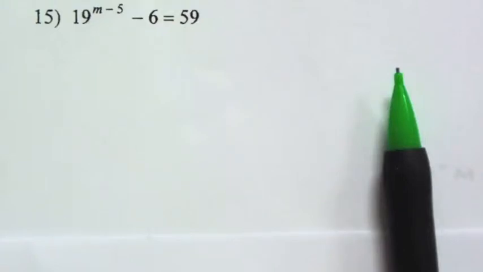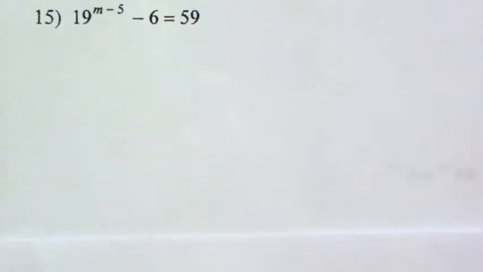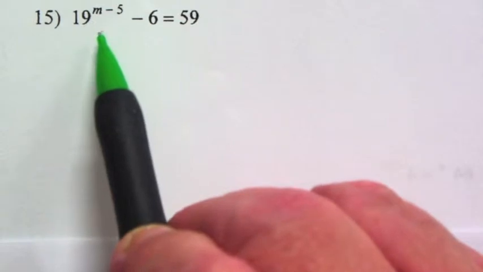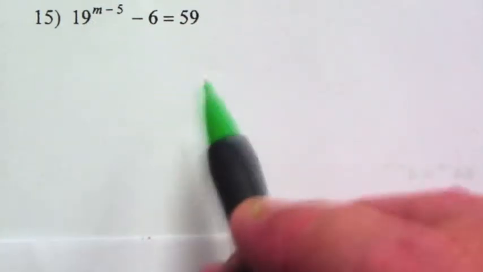This video deals with solving exponential equations with logs. Okay, we've looked at solving exponentials when we have a common base, but normally when you solve an exponential, the inverse of an exponential is a logarithm. So this equation right here says 19 to the m minus 5 power minus 6 is equal to 59.